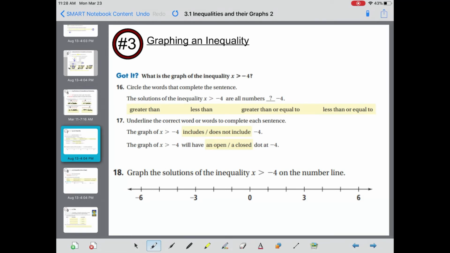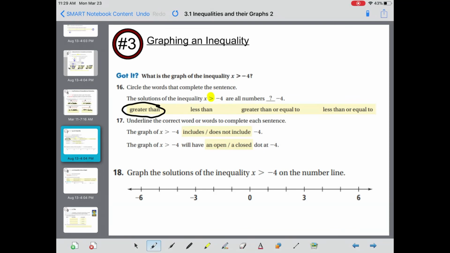So here's how we're going to learn how to graph those number lines from the previous question. It says, circle the word that completes the sentence. The solutions of the inequality x is greater than -4 are all numbers, and there we go, we just explained it. This symbol, again, is greater than. Underline the correct word or words to complete each sentence. The graph of x is greater than -4 includes or does not include -4.